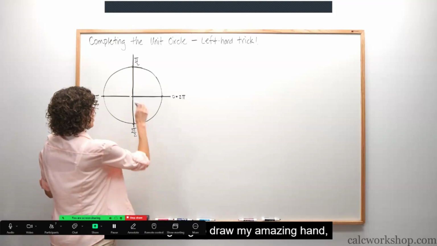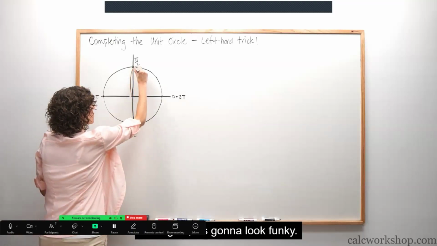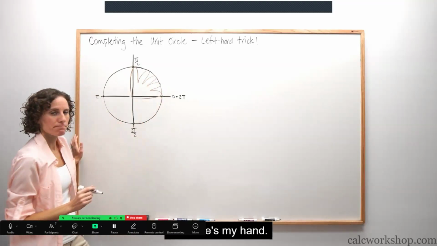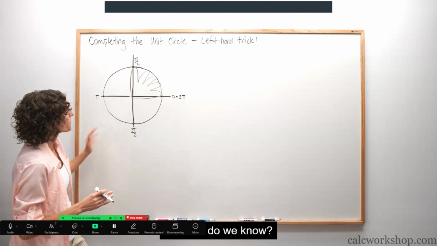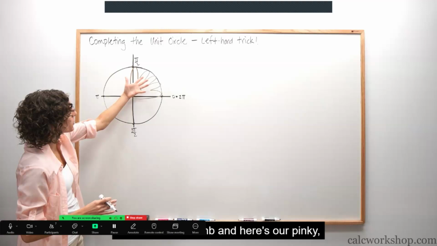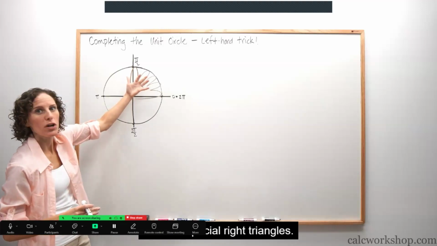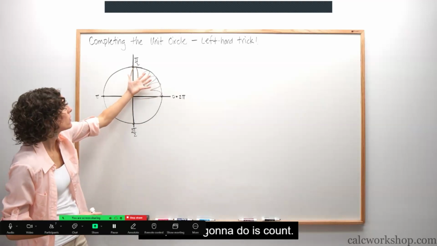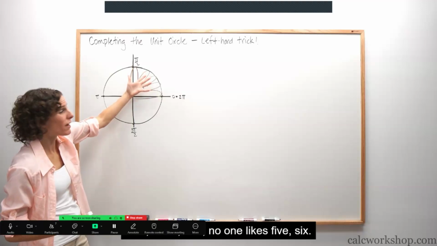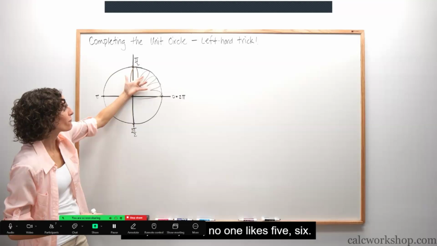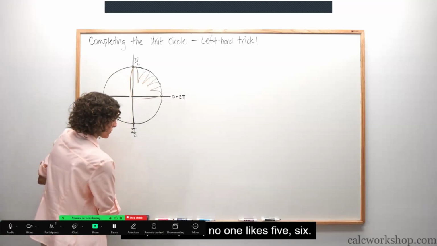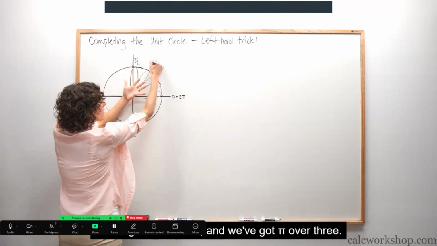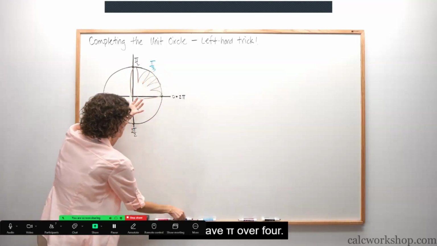So now I'm gonna draw my amazing hand. And again, it's gonna look funky. So there's my hand. It's beautiful, isn't it? So what do we know? Our hand that's sitting in there, so here's our thumb and here's our pinky, and our fingers are relating to these special right triangles. So how do I memorize it? Well, all we're gonna do is count. 2, 3, 4, no one likes 5, 6. 2, 3, 4, no one likes 5, 6. So watch. We've got pi over 2, then we've got pi over 3, then we have pi over 4.